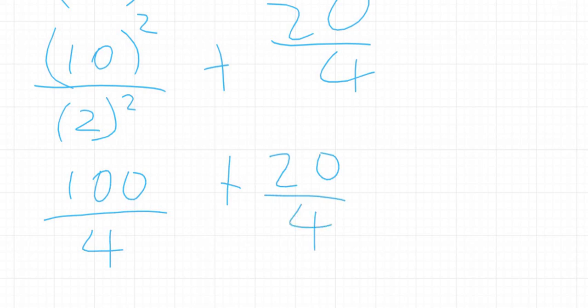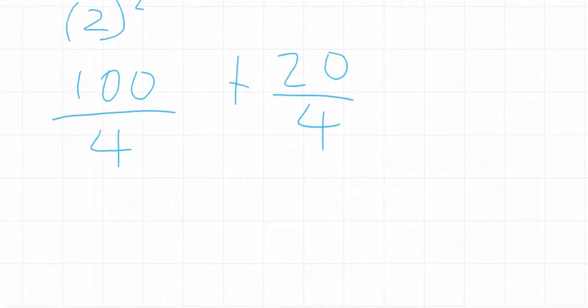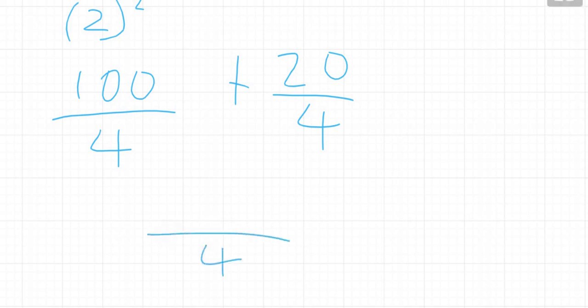So we could do this two ways. We could divide them as they are, or since they share the same denominator, we could just bring back one of the denominators and add the numerators. So the denominator is 4, we take back 1, and then 100 plus 20 is 120, and that will give us 30. So there you go. Just substituting numbers into the expression, and then we evaluate it.